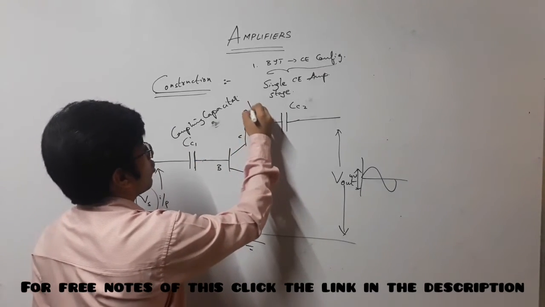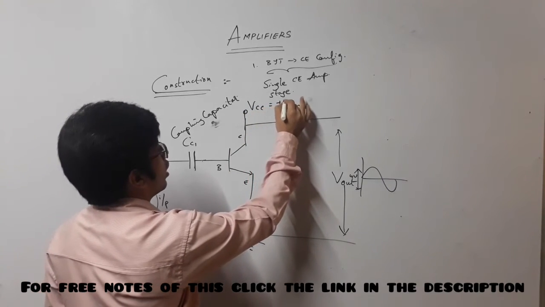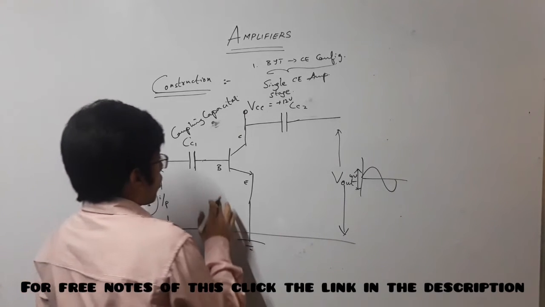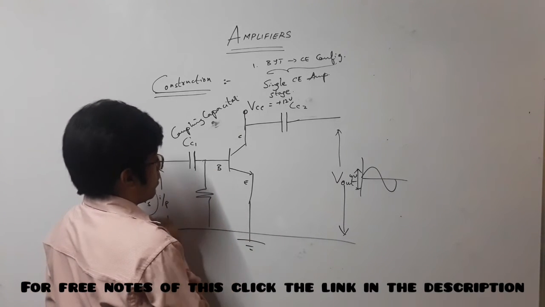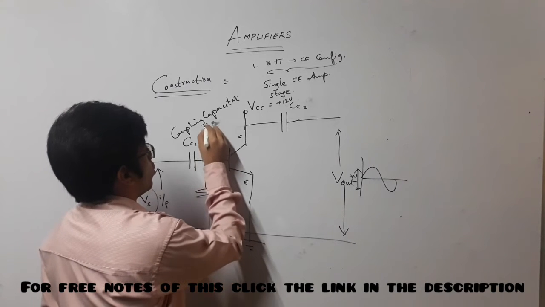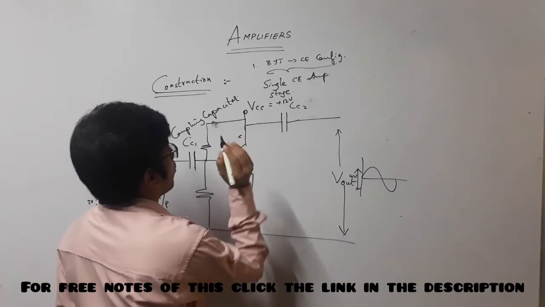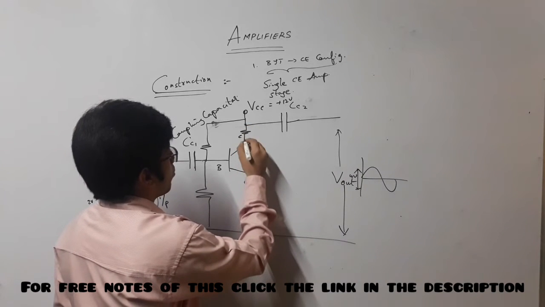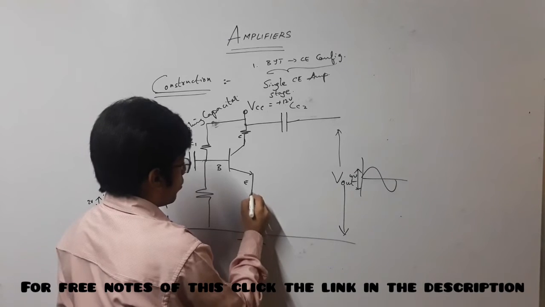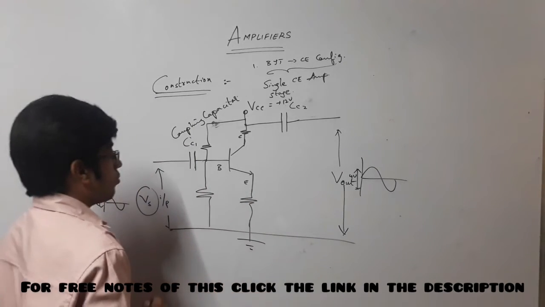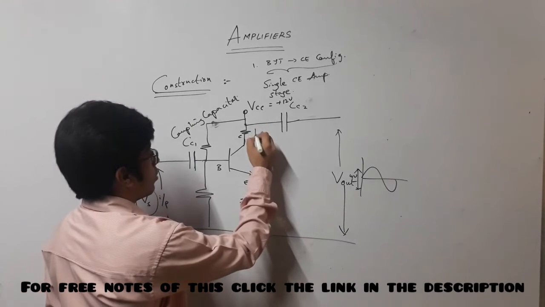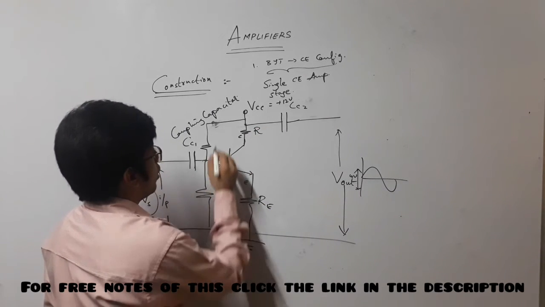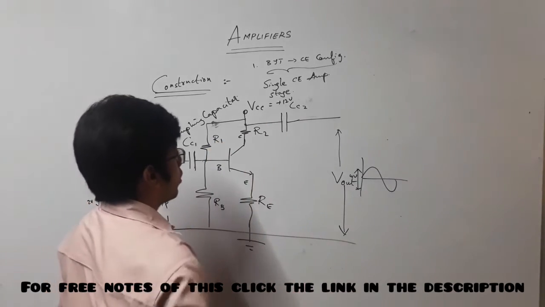And here we'll be getting the power supply VCC. Suppose I take it as 12 volts. This is the supply that is powering the circuit. Now, here we need to connect one resistor over here, and another resistor over here, and one more resistor over here. Let these resistors be RE, let this be RB, let this be R1, let this be R2.